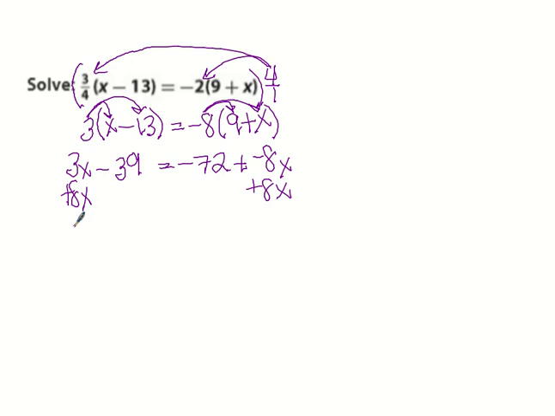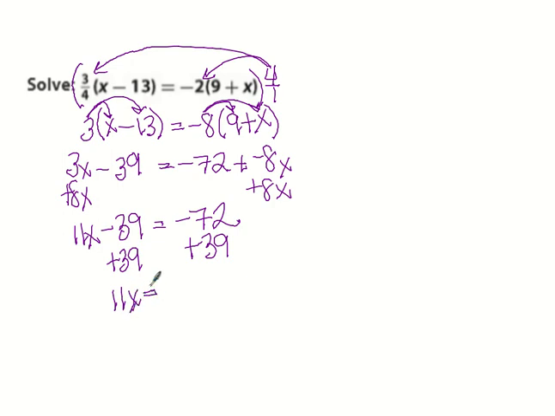So 8, 9, 10, 11x minus 39 equals negative 72. Oh, I lost my x. Don't lose my x. You guys do that too. So see, it's common. So my variables went from right to left, so my constants need to go from left to right.